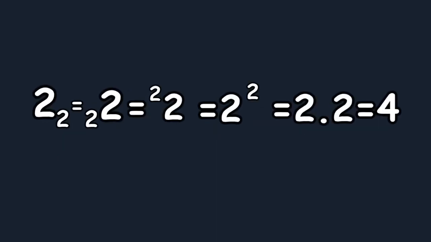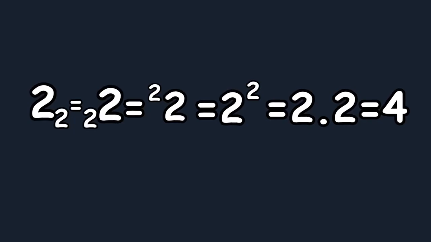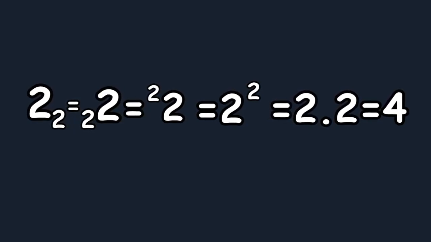2 hexation 2 will equal 2 pentation 2, which equals 2 tetration 2, which equals 2 to the power of 2, which equals 2 times 2, which equals 4. The number 2 is hacked. Nothing works with 2.